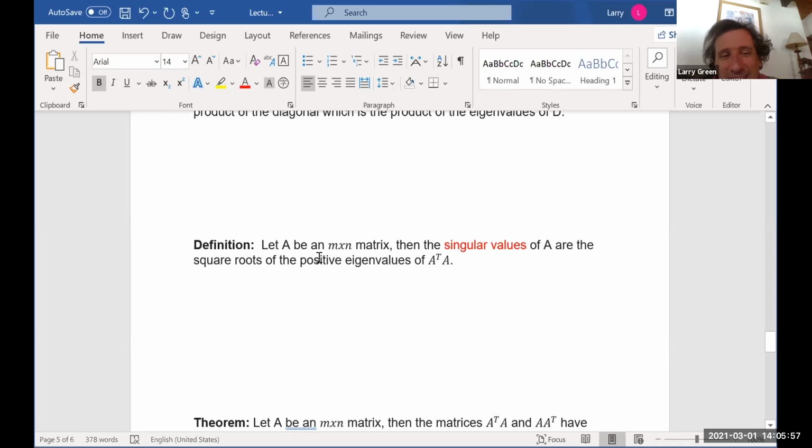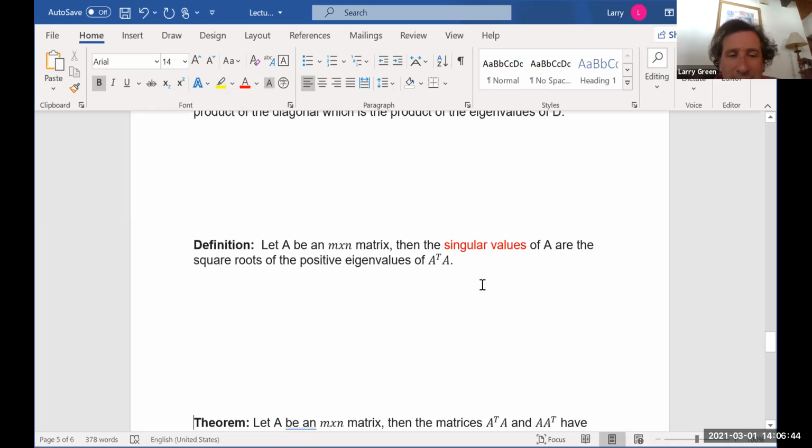If A is not a square matrix anymore. Now let's say we have a possibly non-square matrix. So if A is not square, you can't even think about determinants or eigenvalues or eigenvectors or any of that stuff. On the other hand, you can take A transpose times A. Remember, A is m by n. A transpose is n by m. So A transpose A is n by n, which is square. Do you all see that? So A transpose A is a square matrix and always will be. Then the singular values of A are the square roots of the positive eigenvalues of A transpose A.